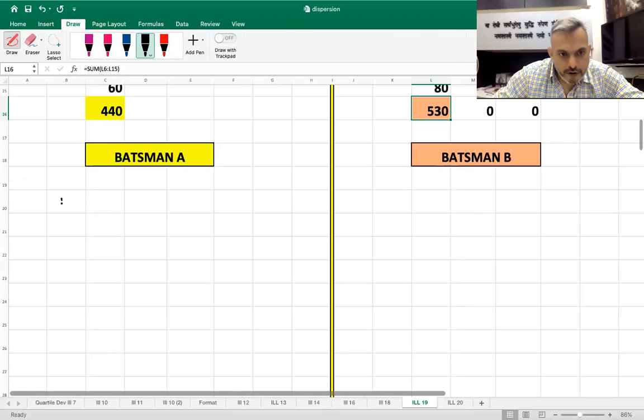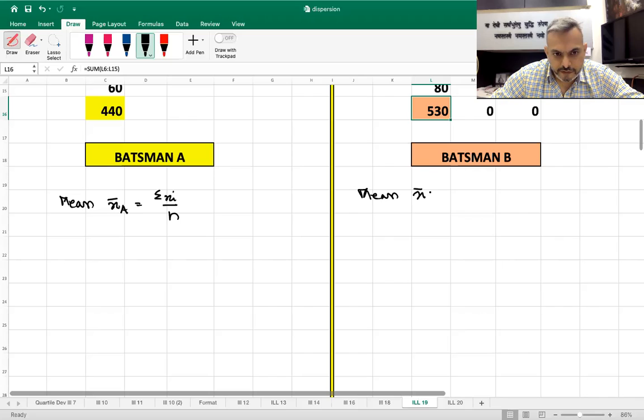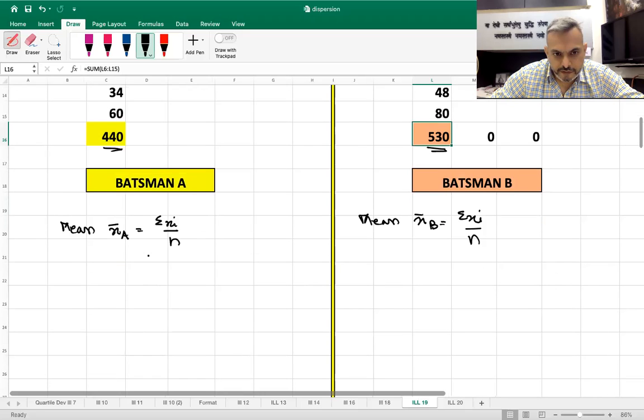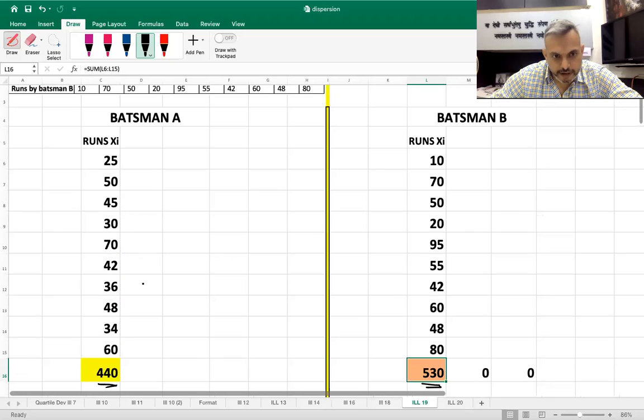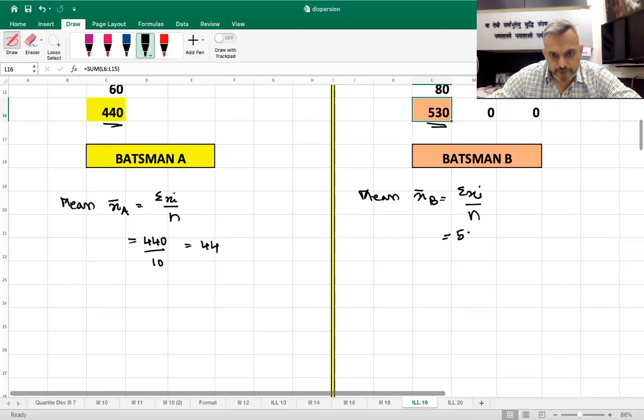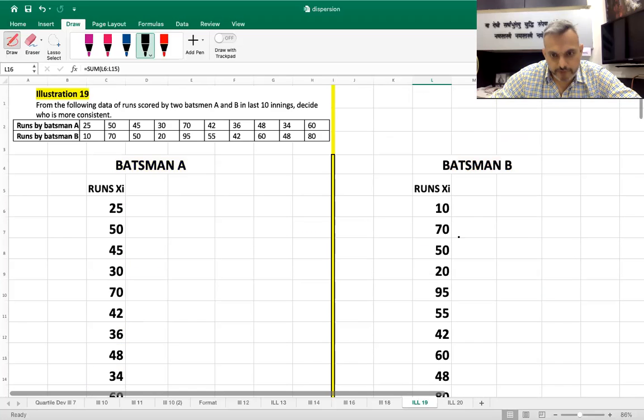For mean, I'll use the symbol X bar A, which is for batsman A: sigma Xi upon N. And mean for batsman B, X bar B, is again sigma Xi upon N. We have already done the totals, 440 and 530. So 440 upon N. How many batsmen are there? 10. So divided by 10, that is 44, and over here 530 divided by 10 is 53.